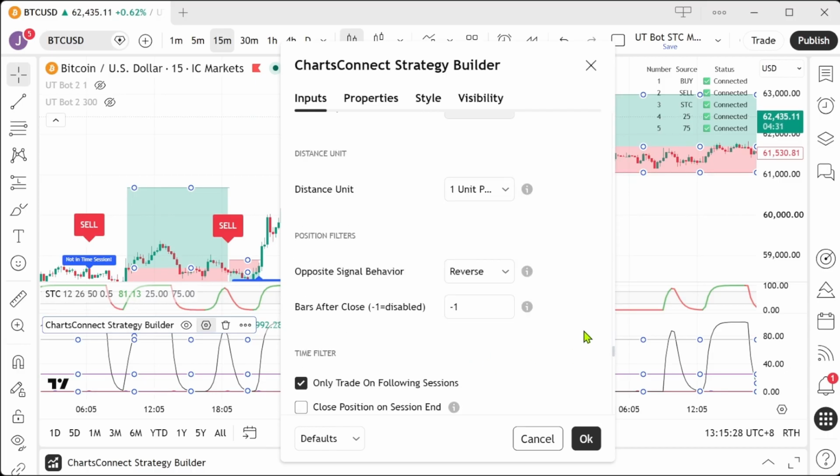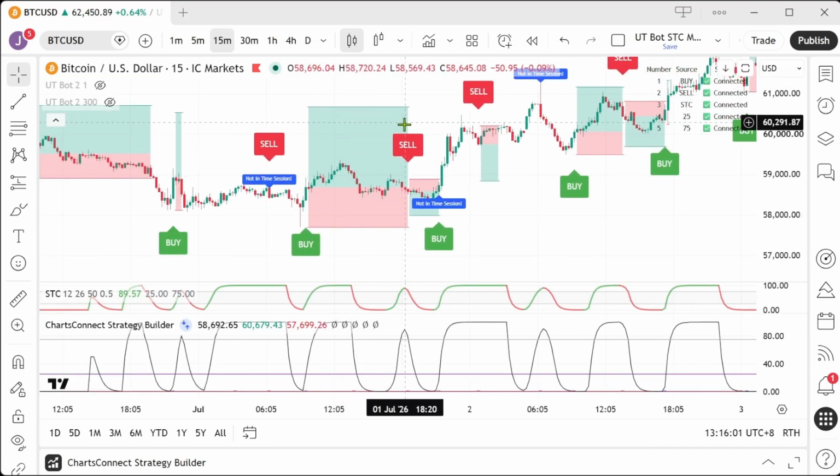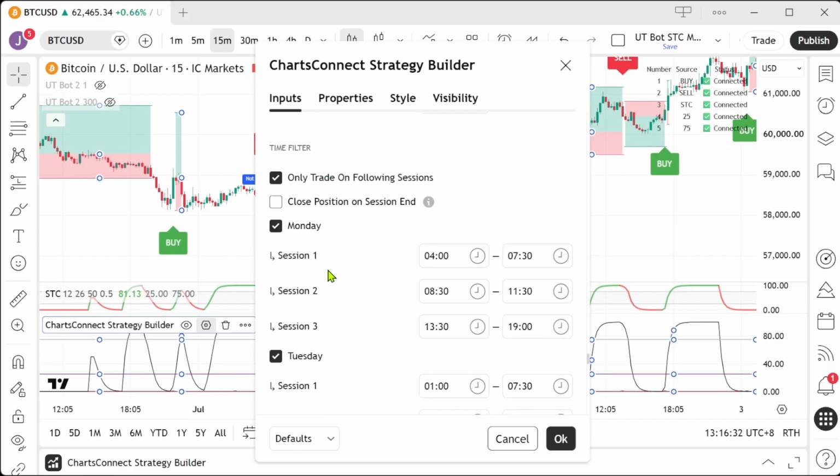You can also set what happens when an opposite signal appears. So over here, we are going to choose reverse. You can also choose to block, but for this strategy, I'm going to choose reverse. What happens is that when you are in a buy trade and you receive a sell signal, it will automatically close off your buy trade and enter the sell trade. This is to protect you in the event the market trend has changed and you do not want to continue with your current trade. Next, you can also do a time filter where you can filter by the day and the different sessions, up to 3 sessions.